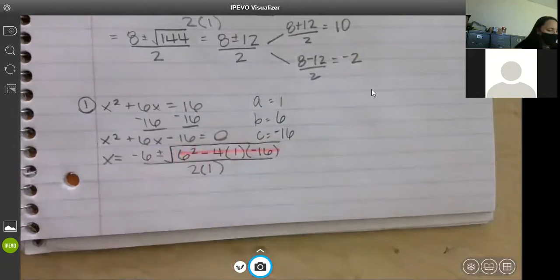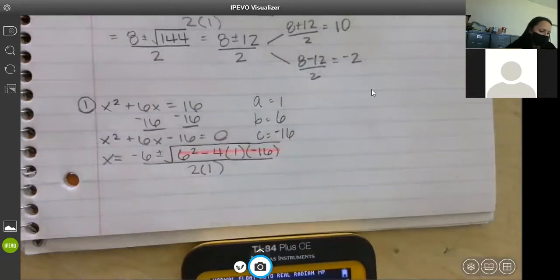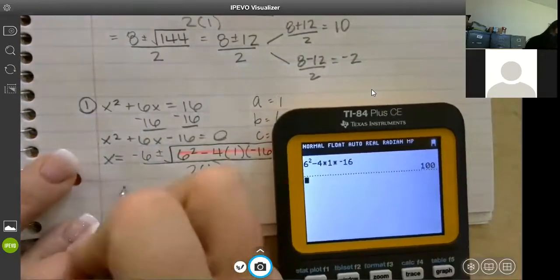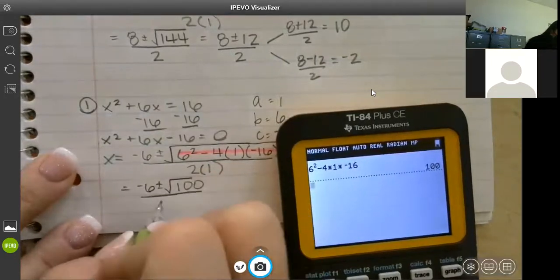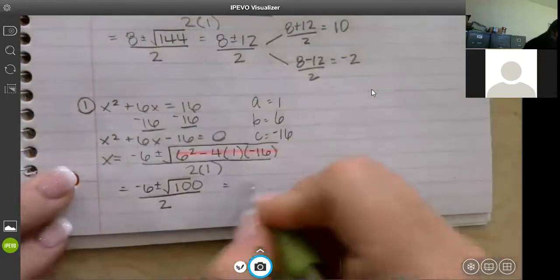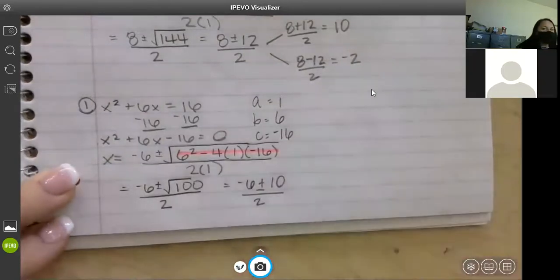Do the inside. So in my calculator, and I'll move it up so you can see it in just a minute, 6 squared minus 4 times 1 times -16 gives me 100. Try that and see if it's a perfect square. 2 times 1 is 2. What's the square root of 100? Yeah, so it's pretty, right? It's a good one. So this is -6 plus or minus 10 divided by 2.